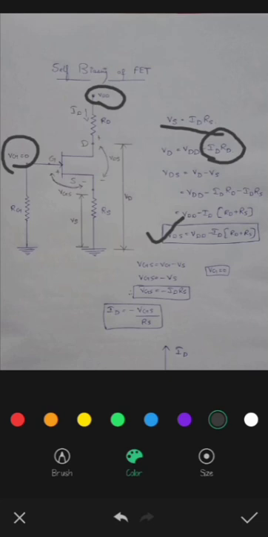Then Vgs can be obtained as Vg minus Vs, but in this case we are providing Vg as 0. That means the gate terminal is connected to ground and we are not applying any voltage to that gate terminal. So Vg is equal to 0 here, then Vgs is equal to minus Id into Rs. From this equation we can calculate the drain current, that is equal to minus Vgs divided by Rs. So if negative gate to source voltage is applied to FET terminal, it increases the value of drain current Id.